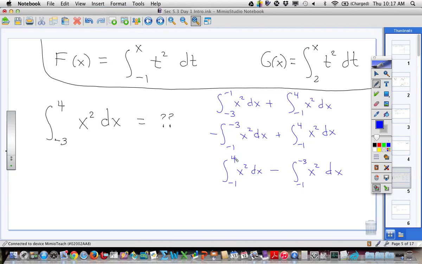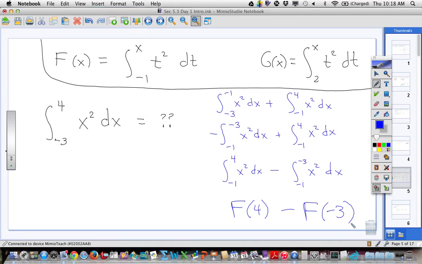And what would be another name for the integral from -1 to 4? Hint, hint, look up here. What would be another name for this integral, using a big F? Isn't this big F of 4? Because big F is defined to be the integral from -1 to x. That's big F of x. So -1 to 4 would be like putting a 4 there, which is like putting a 4 here. Would you agree with that? Just another way of writing it. And then what about this other one over here? Isn't that just big F of -3? Interesting.